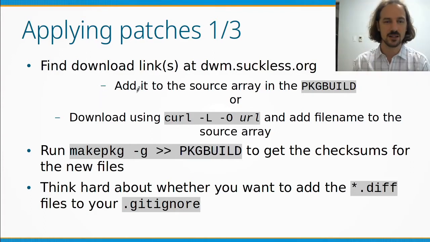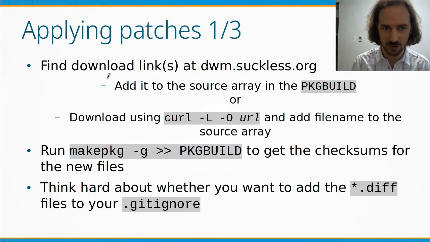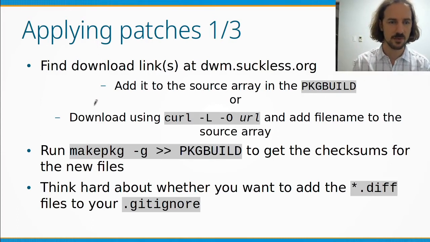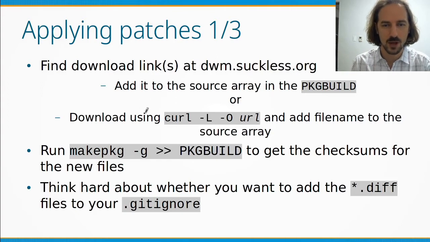And you can just add it to the source array from the download link, because PKGBUILD is capable of downloading these files from the internet. But I think in general it's a better idea to just download it directly. You can download it with the curl command in the command line, or if you already have a browser installed, you just download it from the browser and move it to the directory you want to use, and just add the file name to the source array.